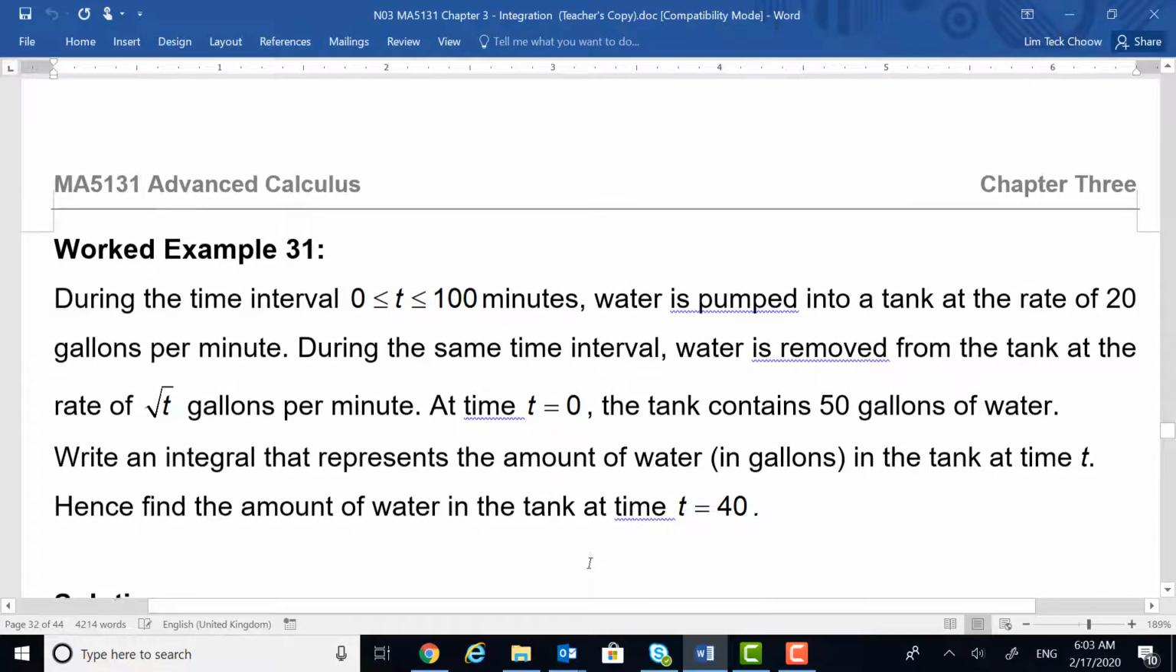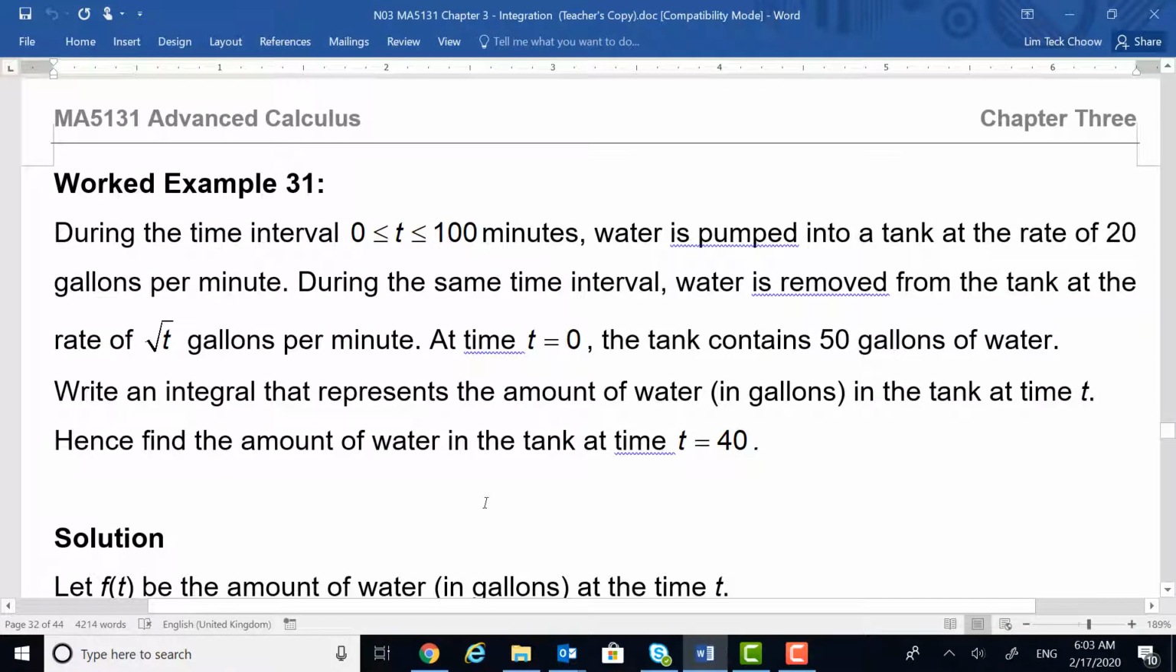Okay, let's look at example 31. During the time interval from 0 to 100 minutes, water is pumped in. So something is entering at the rate of 20 per minute, and then water is removed at a rate of so many gallons per minute. So there's in, and then there's also out. Pump in and remove at different rates. At the start, the tank has 50 gallons of water.